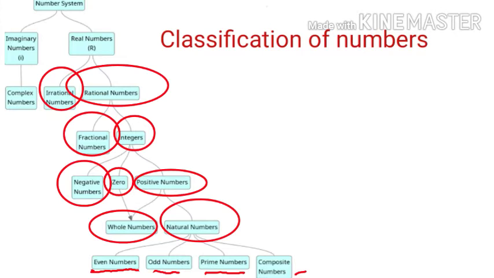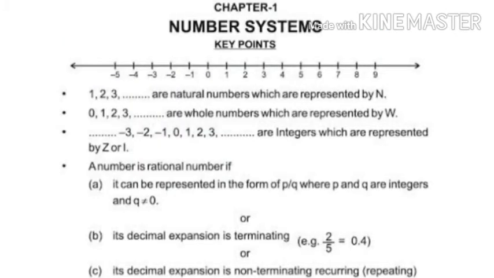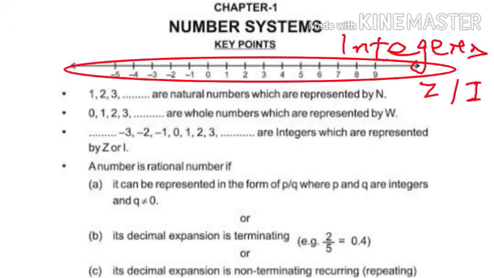So children, first let's understand the key points of this number system. See, this is the number line. In this line, you can see on the right side 1, 2, 3, 4, 5, etc. So all these counting numbers are called the natural numbers and that is represented by N. Again, if you add 0 to it, then it will become the whole numbers and it can be represented by W. Again, if you go back less than 0, then it will be -1, -2, -3, -4 up to negative infinity, then 0, 1, 2, 3 again up to positive infinity, it will be integers.